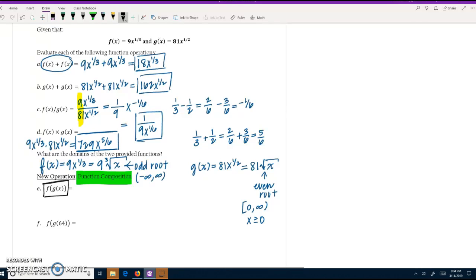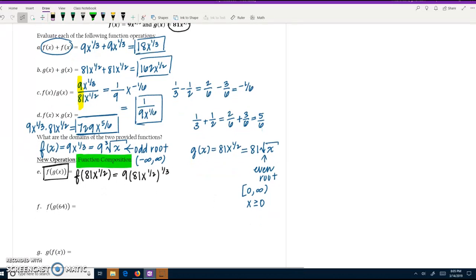So what that means is we're going to take the operation g of x, this piece here, and plug it in anywhere we see an x in f of x. So this is also the same thing as saying f of 81x to the 1/2 power. So that's going to be 9 times 81x to the 1/2 raised to the 1/3 if I just completely replace the x that's there. So then what I can do is distribute that 1/3 power.